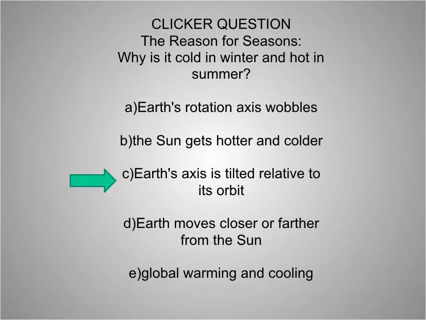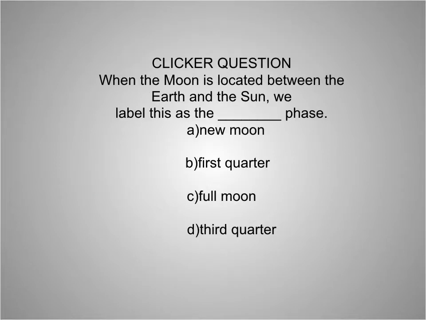And hopefully you chose C because we discussed at length how it's due to the Earth's orbital tilt, the tilt of its axis, not its actual position in its orbit. Another question for you is when the moon is located between the Earth and the sun, what kind of phase would that be? So try to picture it for a moment. Maybe you want to sketch it out.